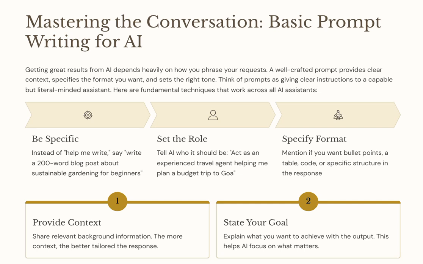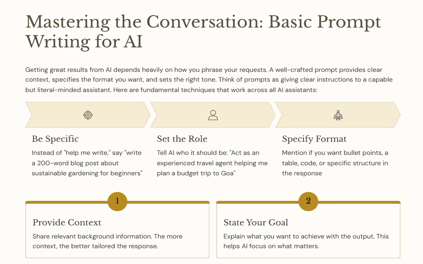I have something on your screen. The first point is to be specific. Ladies and gentlemen, instead of writing "help me write," say, "write a 200 word blog post, something which I can post, on the topic sustainable gardening for beginners."